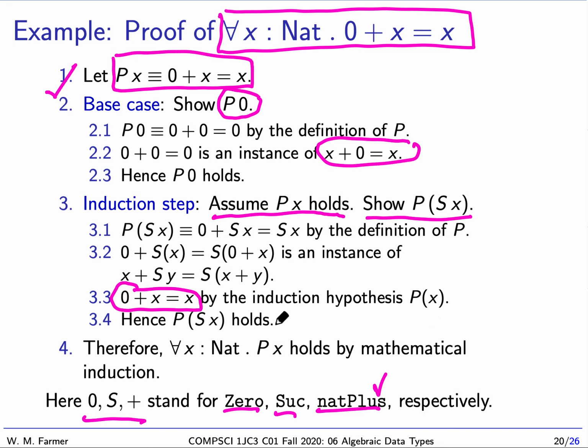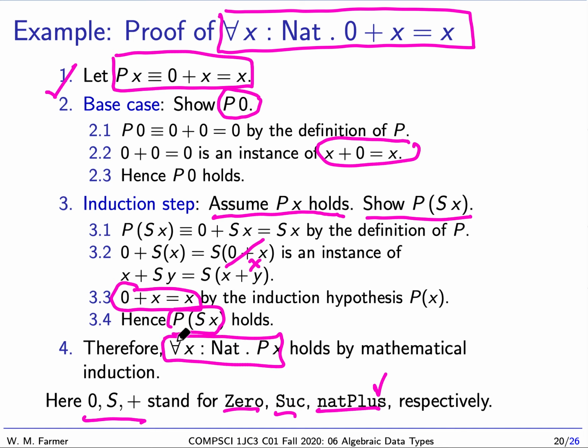So what I'm going to do here is, now I know this is true, 0 plus x equals x, so I'm going to replace this here with x. And now I have 0 plus the successor of x equals the successor of x. And that is this. So I've shown that. I'm done. And therefore, by mathematical induction or structural induction for nat, I know that this statement is true.